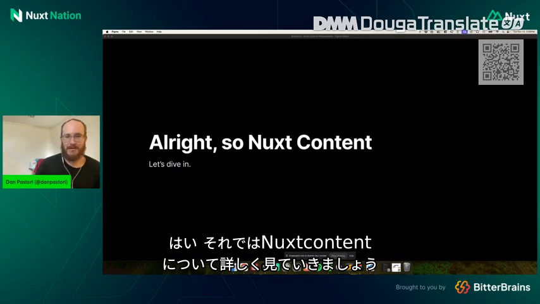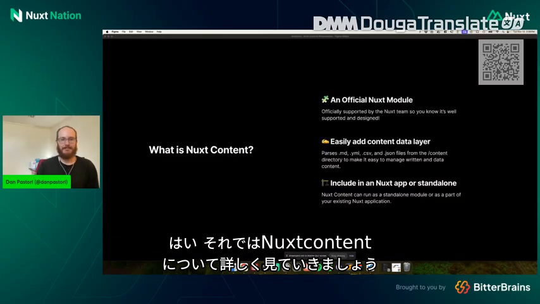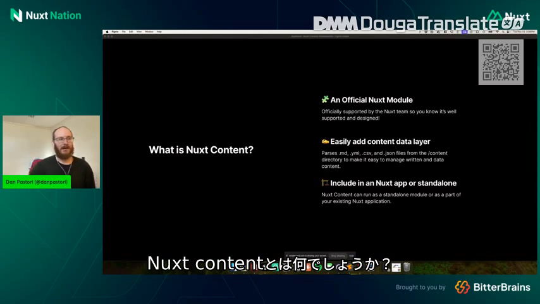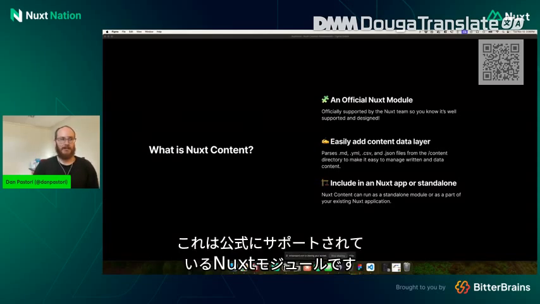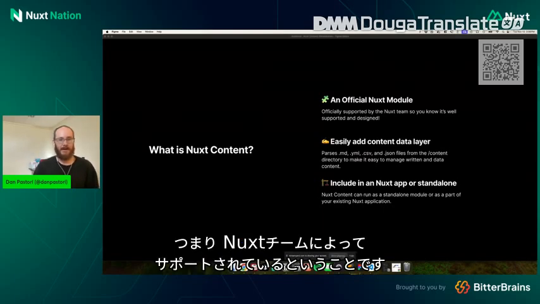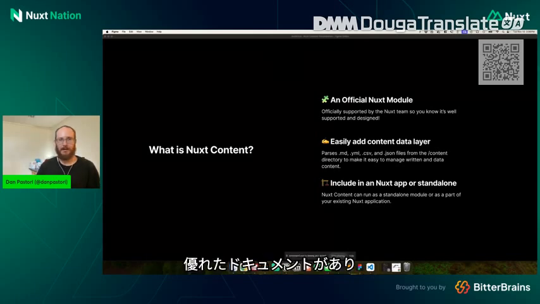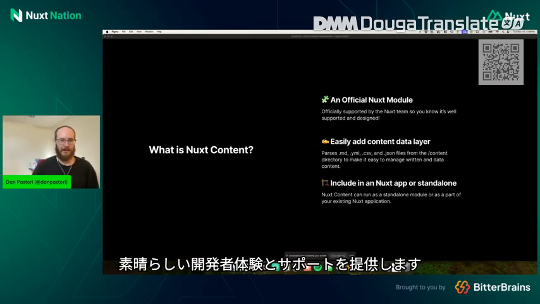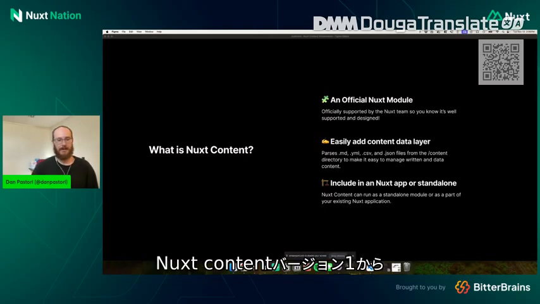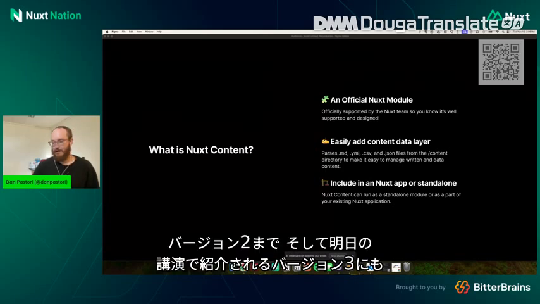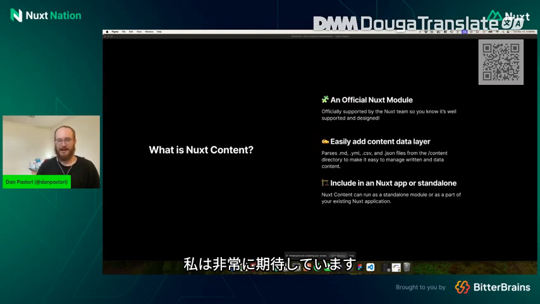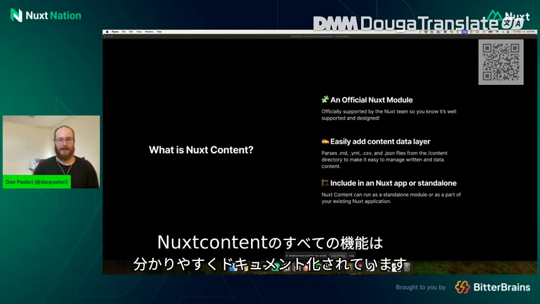Okay, so Nuxt content, let's dive in. What is Nuxt content? It's an officially supported Nuxt module. So what you get with that is it's supported by the Nuxt team. You know, it's well designed. It's going to work with your Nuxt install. It's going to have great documentation, great developer experience, and great support throughout the Nuxt content version 1 all the way up to version 2, in which I hear version 3 is coming out, which I'm excited to watch the talk on tomorrow. Everything that Nuxt content has available is easily documented.